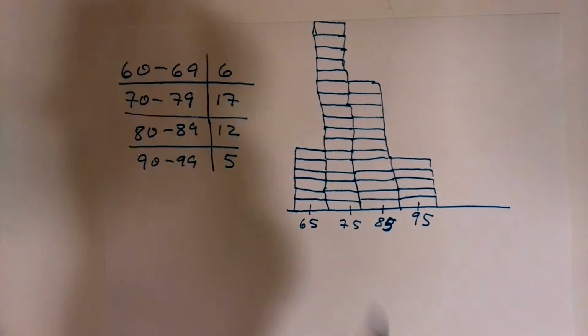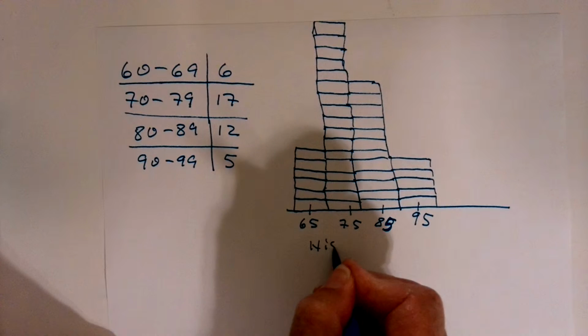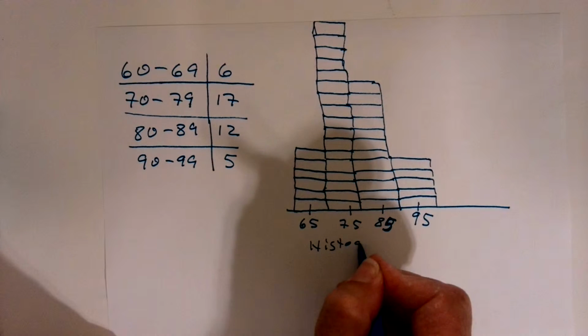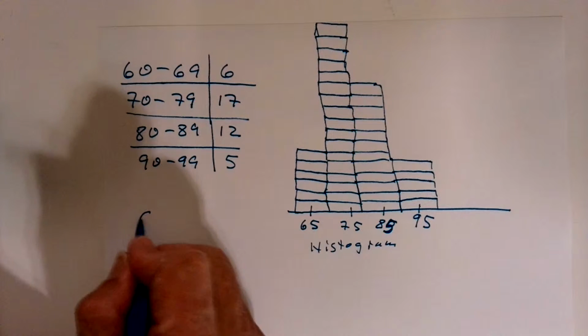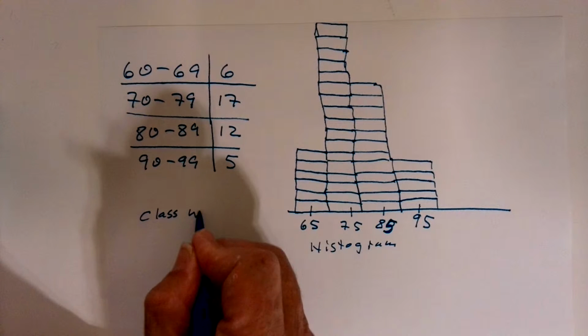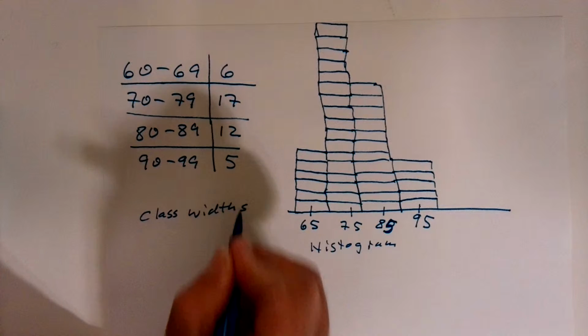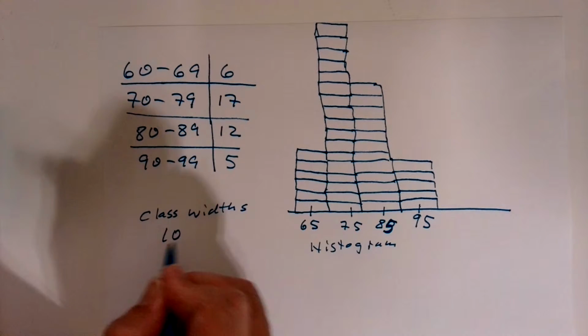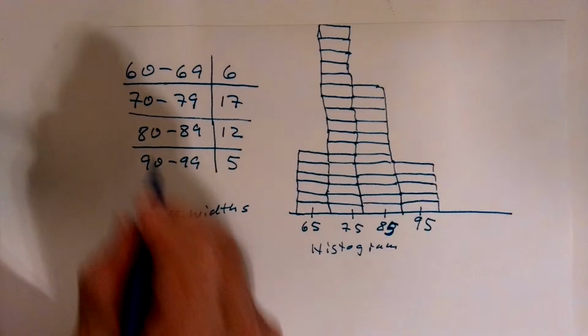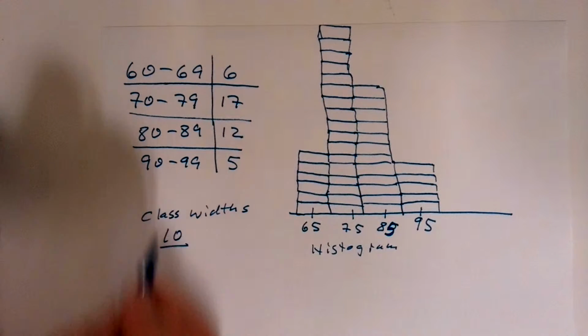So this is a visual representation, again, a histogram for the data that we have. The class widths all need to be the same. That's one of the rules we have. Starts at 60, ends at 70. So the class widths are all 10. Starts at 70, ends at 80, starts at 80, ends at 90, starts at 90, ends at 100.